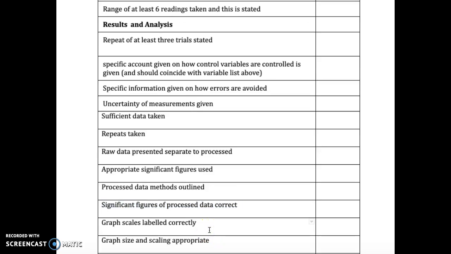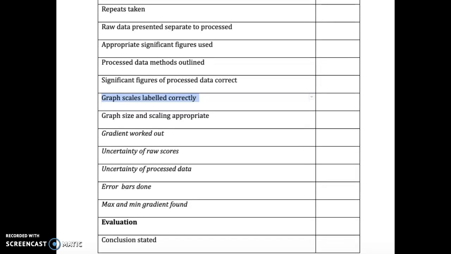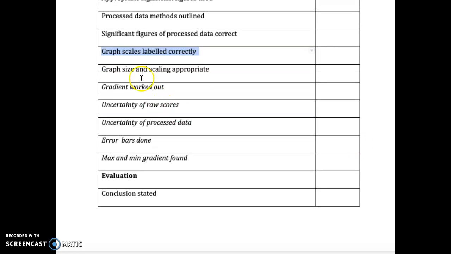Okay? And then I want you to draw a graph. Now that graph must be your independent and your dependent variables. Remember that the independent variable always goes on the x-axis for the IB. So your graph axes must be labeled correctly because your independent variable must be on the x-axis, your dependent variable must be on the y-axis. You must have the name of each axis and the unit of each axis correctly labeled. If you do a nice big graph, you'd be amazed how many people lose marks because they do these two tiny little graphs. And graph size and scaling appropriate.